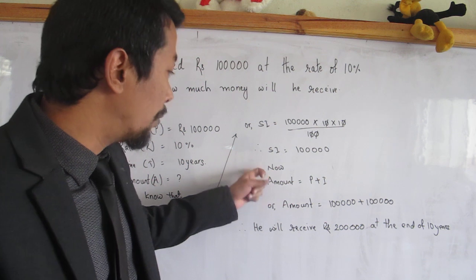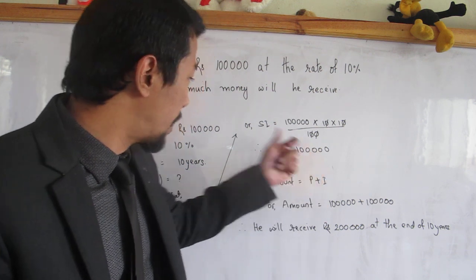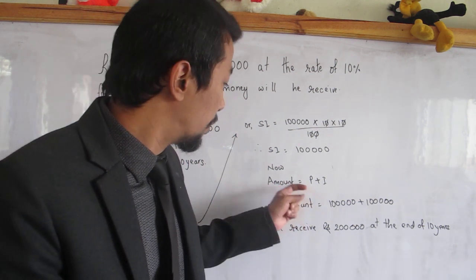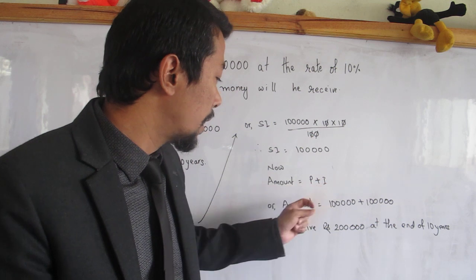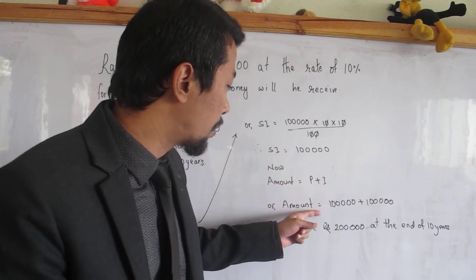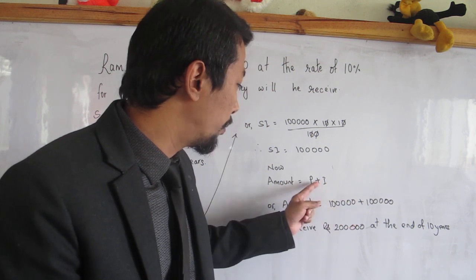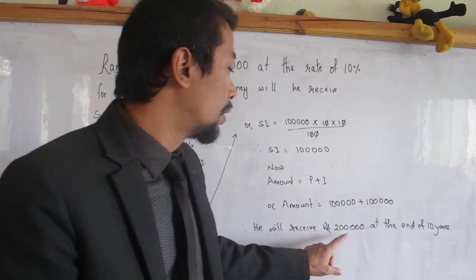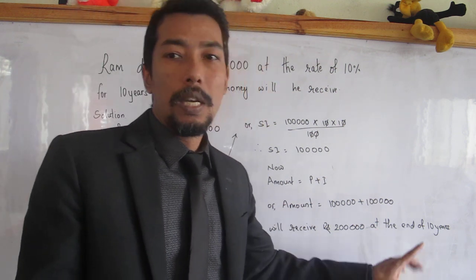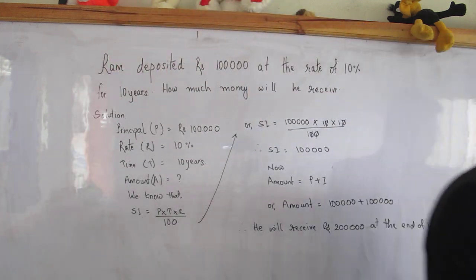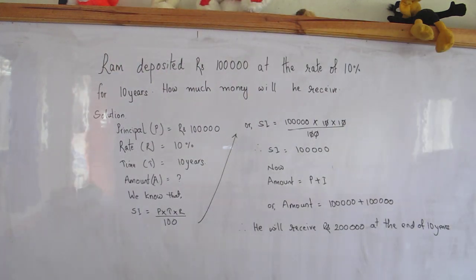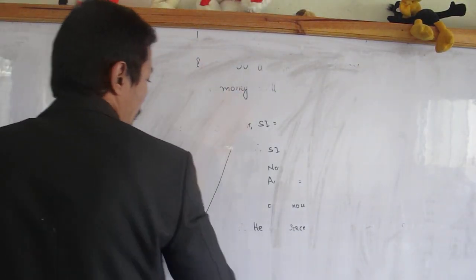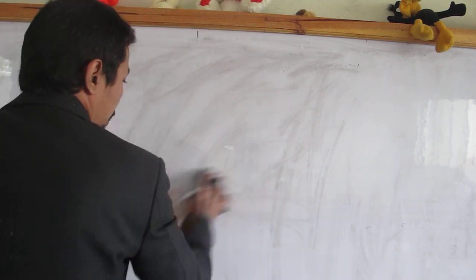Now to find the amount, we need the principal and we need the interest. We have the interest, we have the principal. So we put in the values. Amount is equal to principal plus interest. We know the principal, we found the interest, and when we add these, he will receive 2 lakh rupees at the end of 10 years. So this was the first question, and we have a second question. I will not write the question, I'll just do the solution. Okay, so here we go.